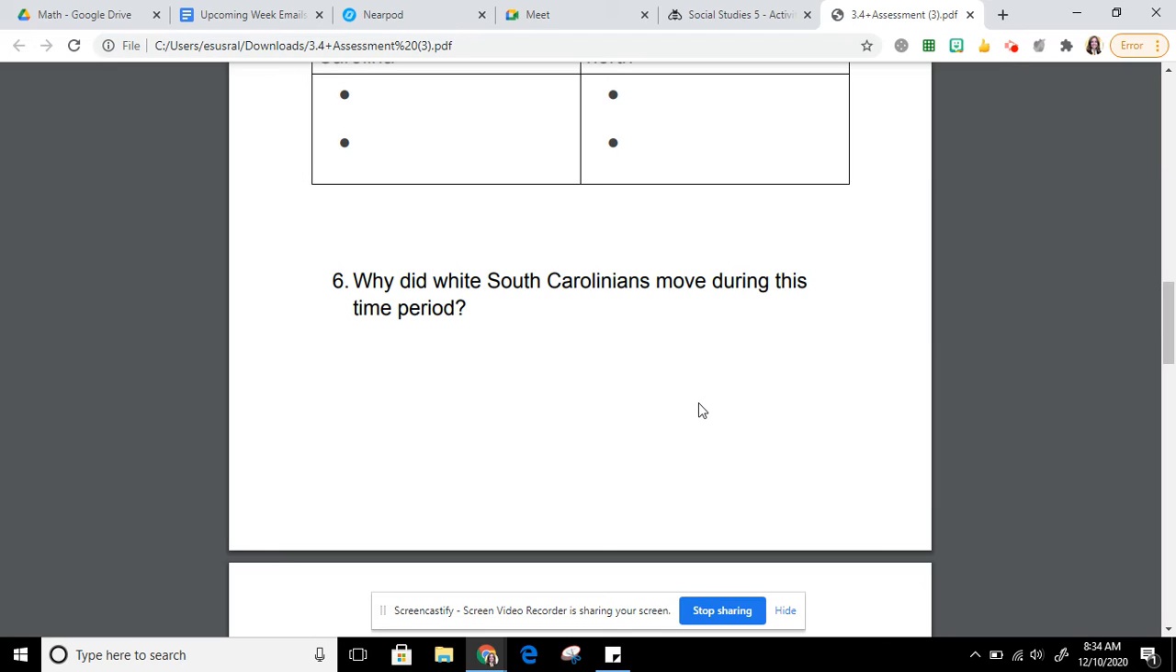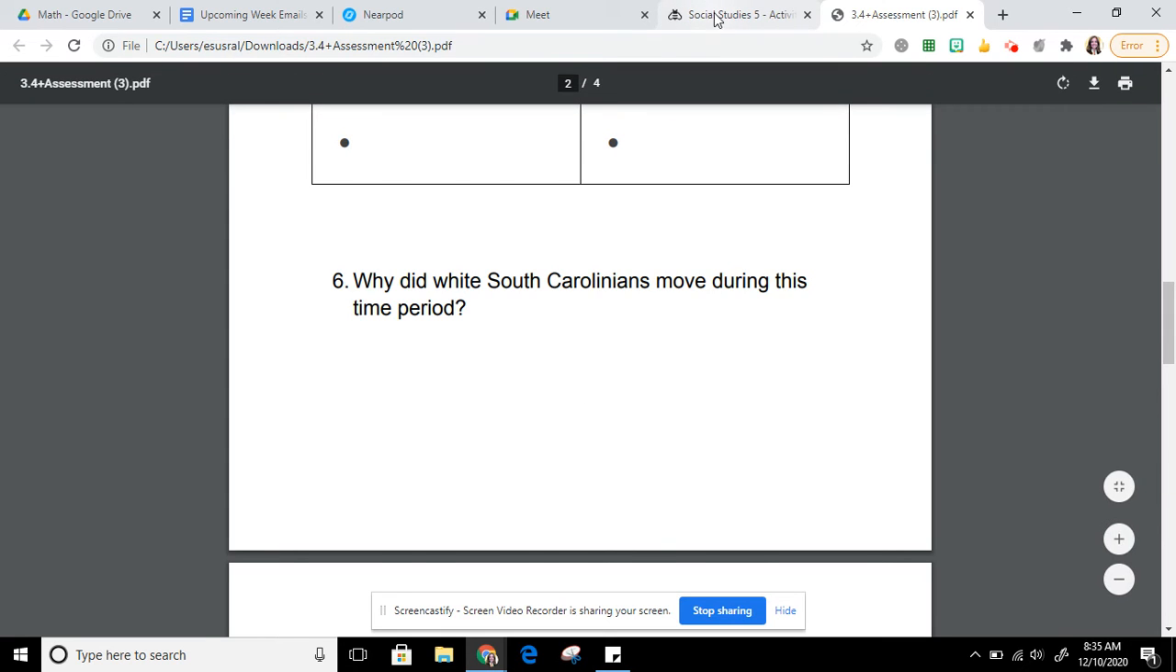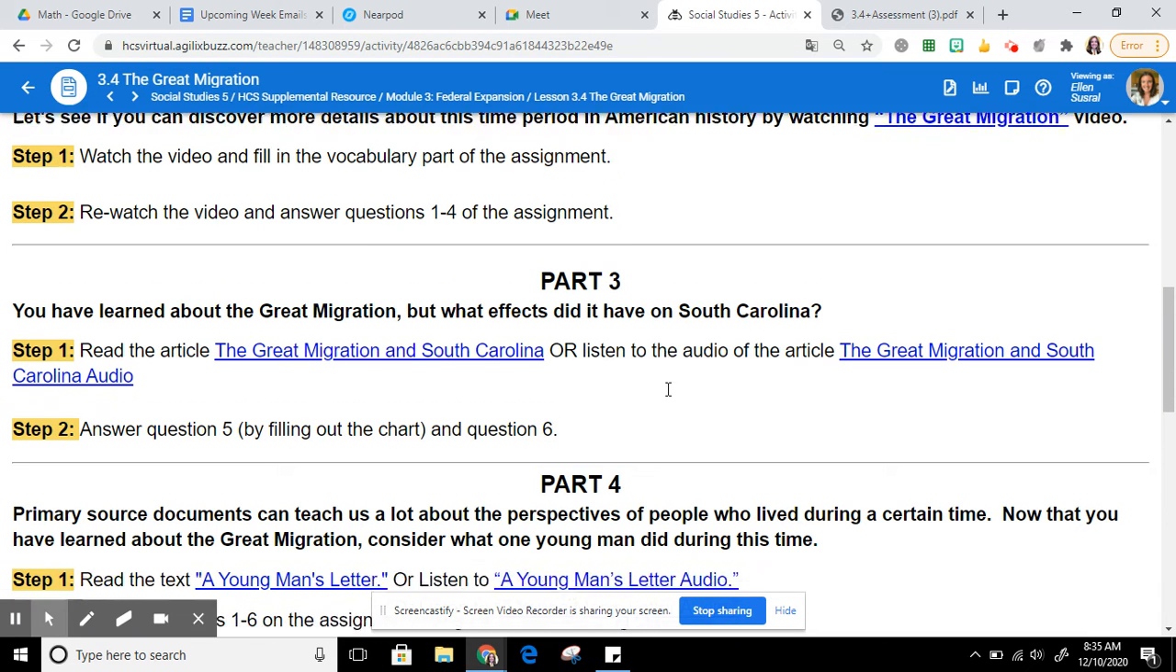So not only did African Americans move during the Great Migration, but there were also white South Carolinians who also moved. Why did they move during this time period? You're going to handwrite or type your answer under number 6. Okay, so that's part 3.